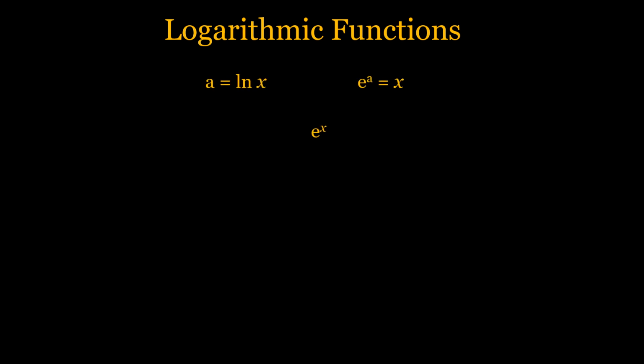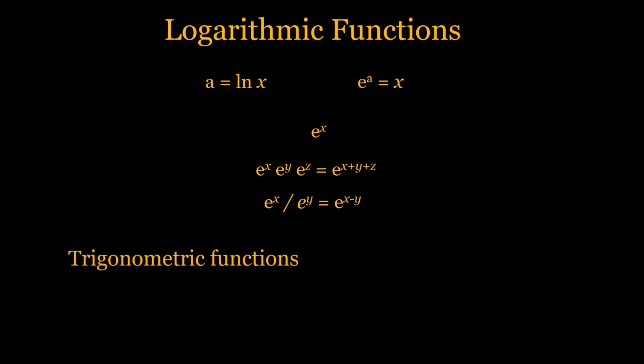e to power x is an important exponential function used in physical chemistry. Some identities of this exponential function are as follows: e to power x times e to power y times e to power z equals e to power x plus y plus z. e to power x over e to power y equals e to power x minus y. There are also trigonometric and inverse trigonometric functions. Examples are y equals sine x and inverse of sine y equals x respectively.